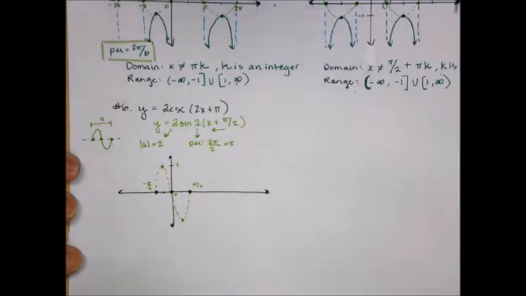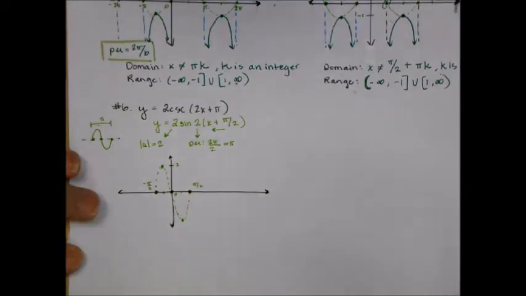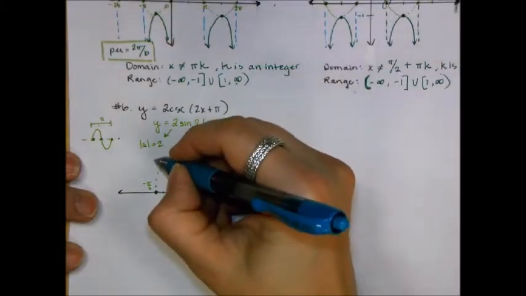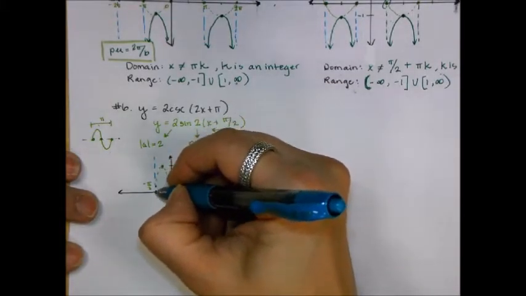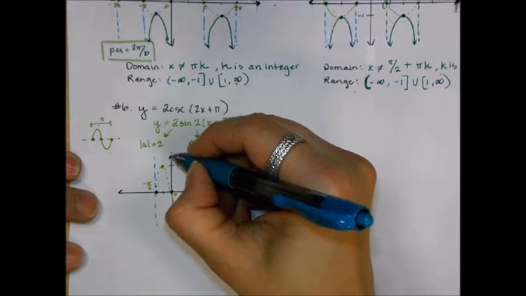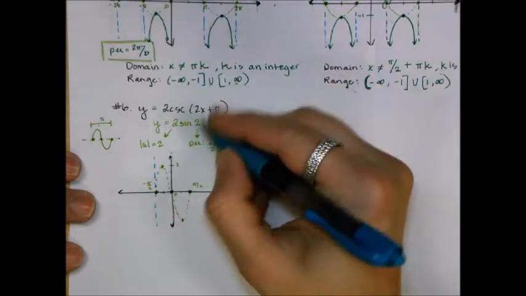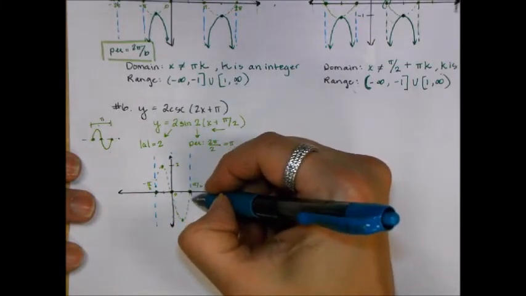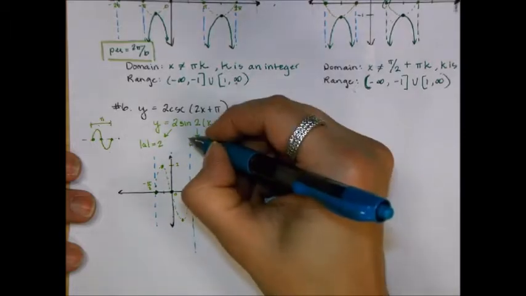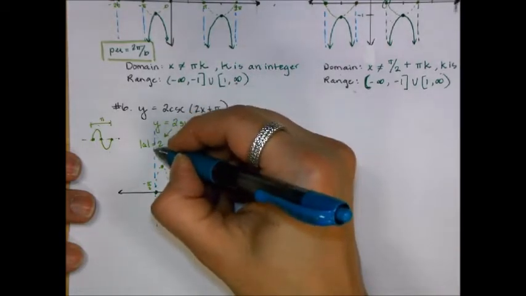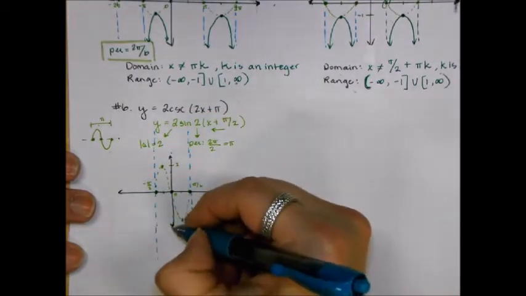We're going to draw in the vertical asymptotes where the zeros are. So there's one here on the y-axis, and then at pi over 2. And I think we'll extend these a little so that we have some room to draw.